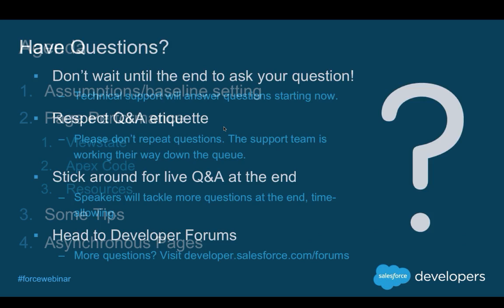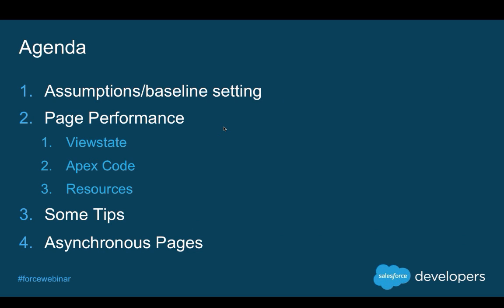So let's first of all go through today's agenda. This webinar is going to be largely focused around improving performance for your Visualforce pages. So we're going to set some baselines and some assumptions of what you might want to know before we get started. We're going to quickly dive into looking at the three different areas that can affect your page performance. First of which is Viewstate. Second is some Apex code. And the third we'll briefly touch upon is using resources, so images, JavaScript, CSS.